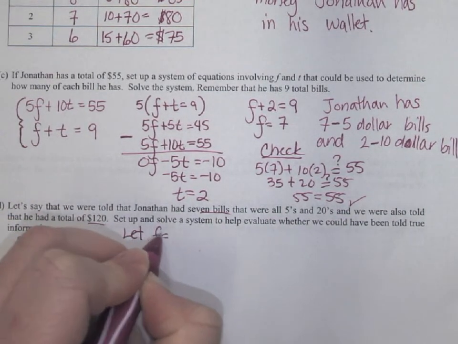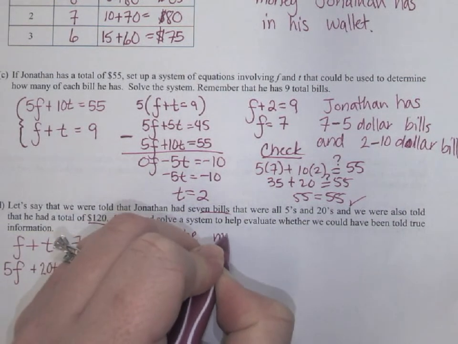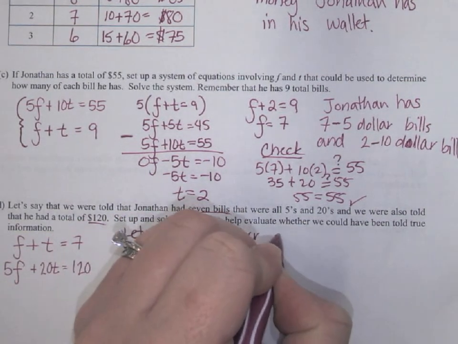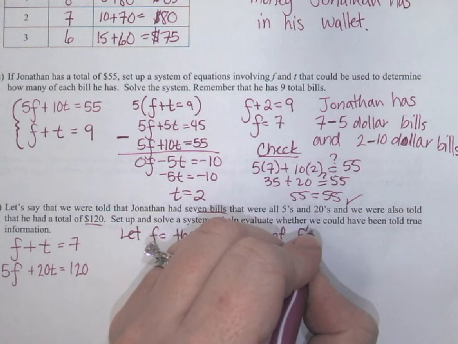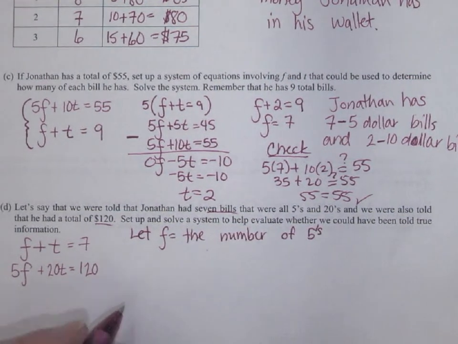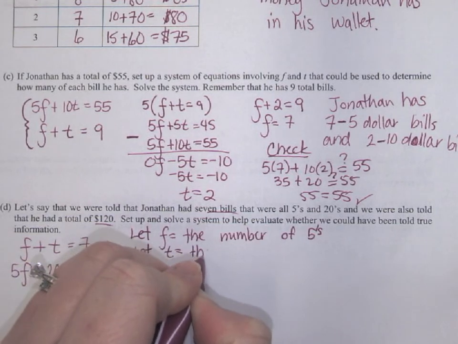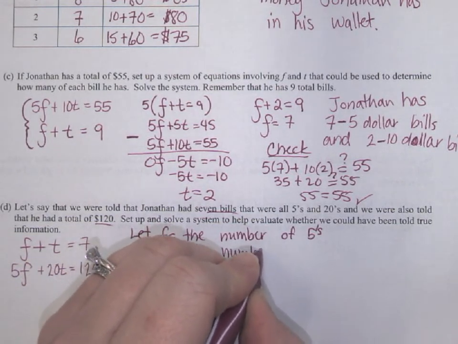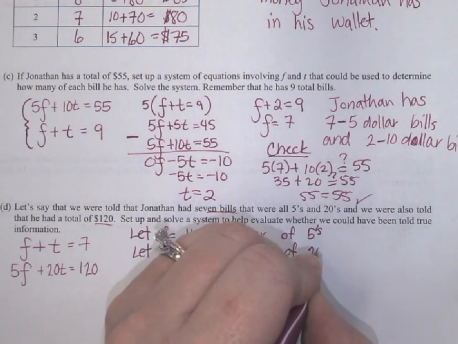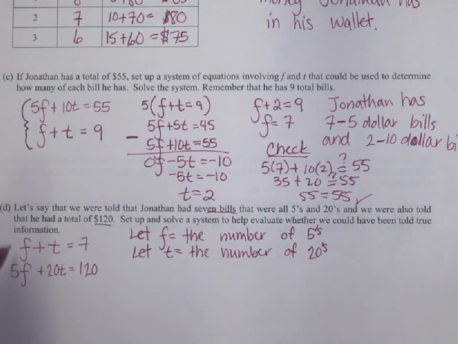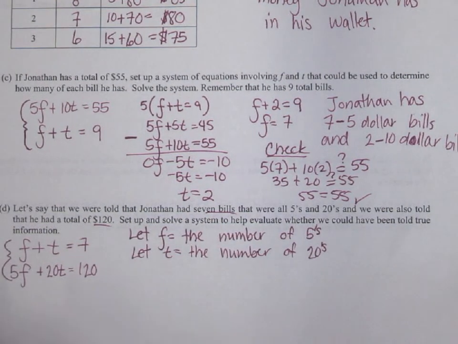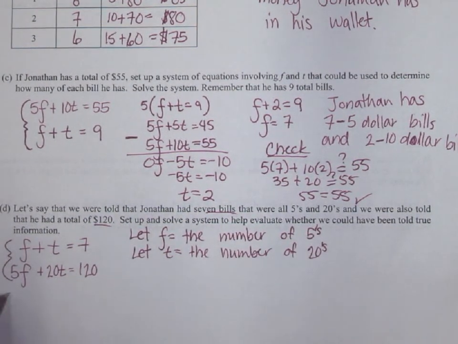So let f equal the number of 5s, and let t equal the number of 20s. So now I have a new system, and I'm going to solve. So again, I'm just going to multiply it by 5.